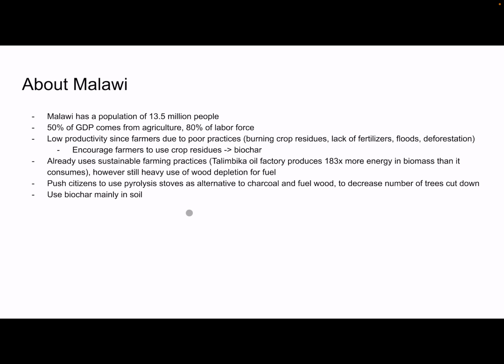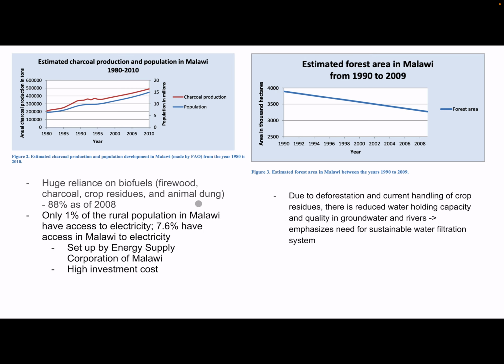And another big problem in Malawi, at least around the time that this paper was written, is the deforestation, as well as the charcoal production, like just the heavy reliance on biofuels. At this point, this paper was pretty old. I think it was written around 2010.